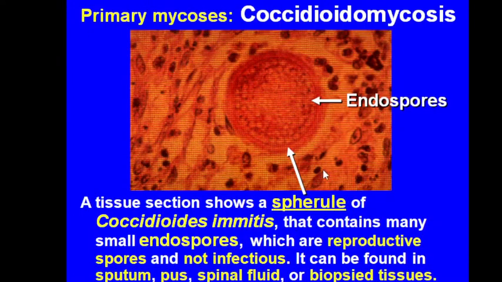And that's what I mentioned initially, that in these tissues of the host, we may find this spherule, right? The structure filled with endospores. When they rupture in the body, the endospores come out and spread through the bloodstream.